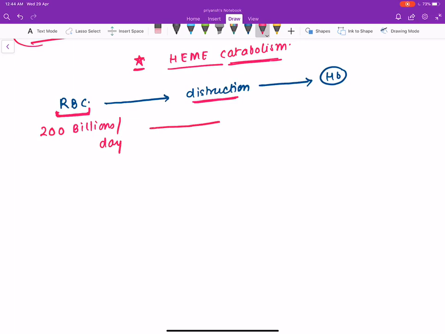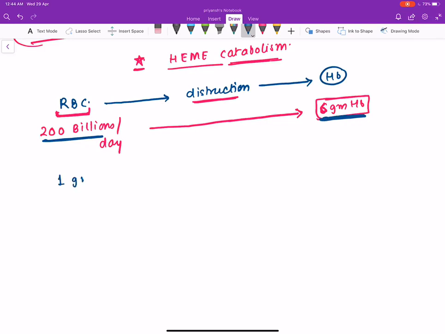and that will lead to formation of 6 gram of hemoglobin. The 6 gram of hemoglobin will come into circulation. As far as RBC destruction is concerned, you are a multi-billionaire. 200 billion RBC is getting destructed every day, meaning 6 gram of hemoglobin is getting free from the RBC.